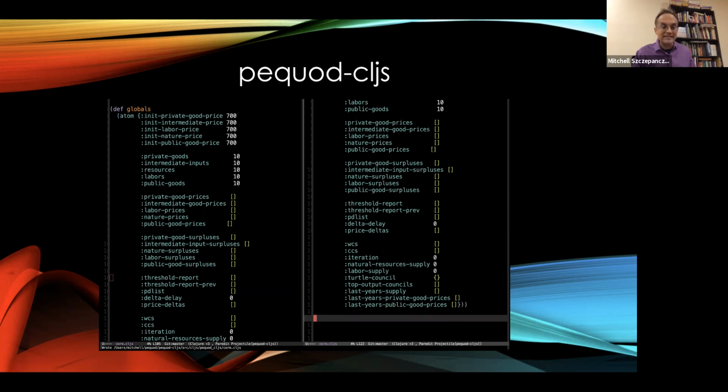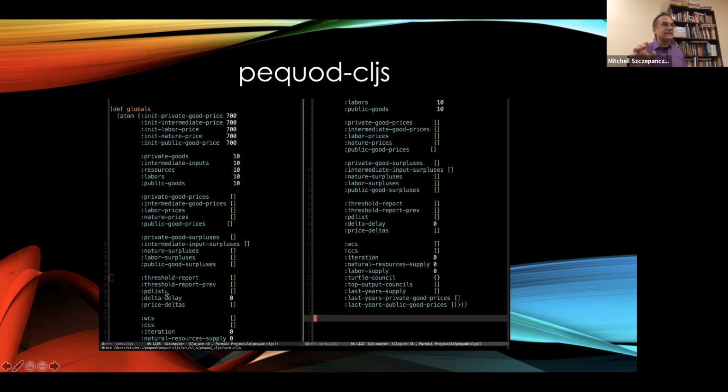We accounted for 10 of each of those kinds of goods, which you could see listed here for private goods, intermediate goods, public goods, resources, natural resources, and kinds of labor. We list out the prices. We list out the surpluses. We also have some other metrics here that were useful. Threshold for tracking if we reach a certain given percentage. If we get to 0, that'd be great. But if we got to some sufficient percentage, that was deemed to be good enough.